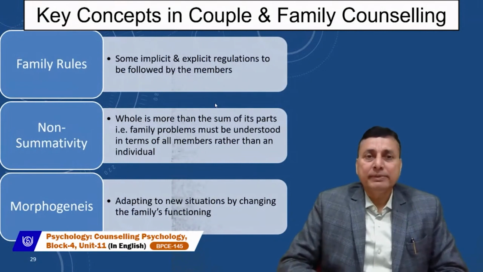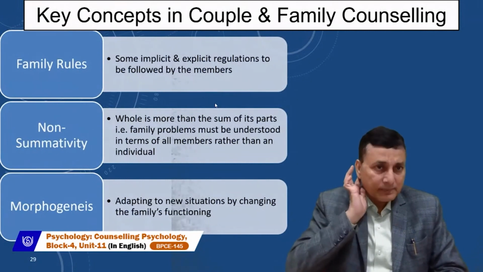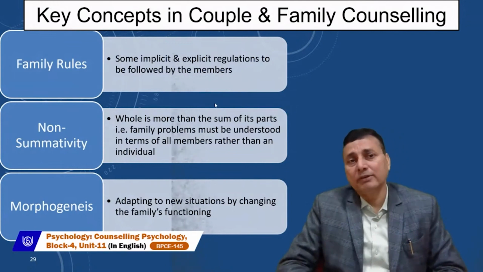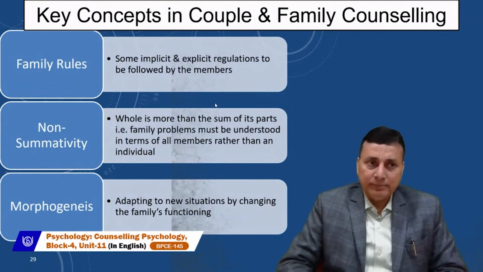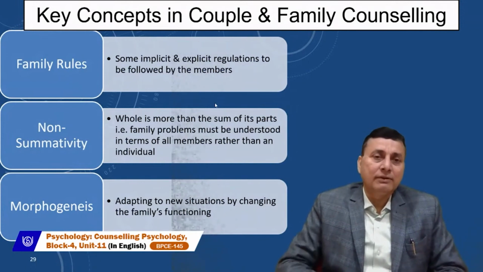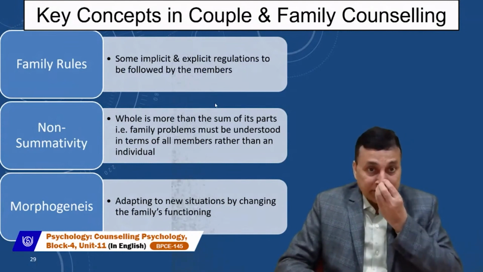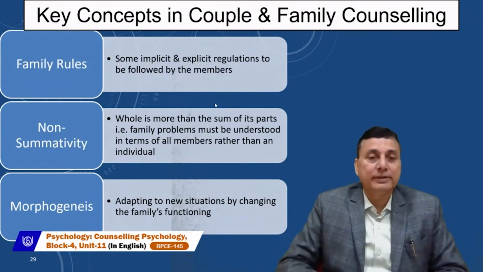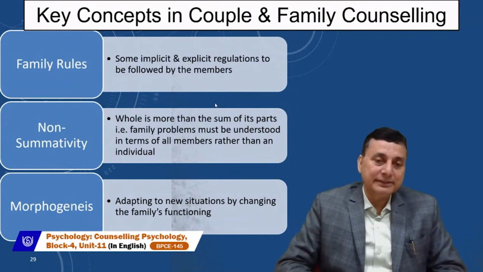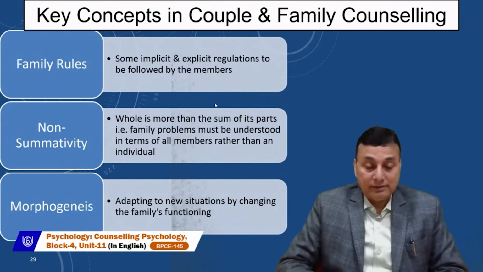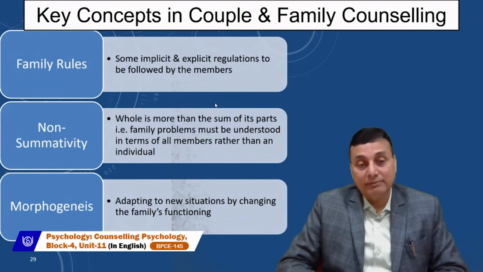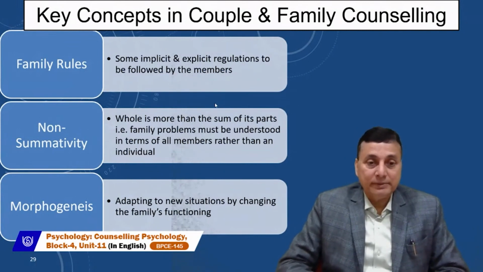Family rules, some implicit and explicit regulations to be followed by the members. So these are called rules, non-written rules. And non-summativity, like the whole is more than the sum of its parts. For example, family problems must be understood in terms of all members rather than an individual. So suppose in a family one person is taking substance use, it is not only his problem, it is a family problem. Morphogenesis, adapting to new situations by changing the family's functioning.